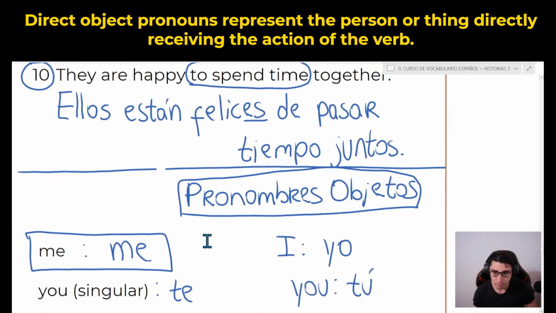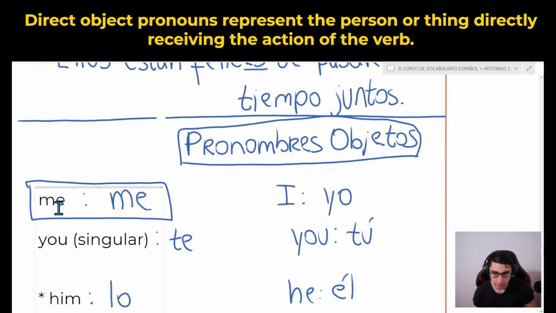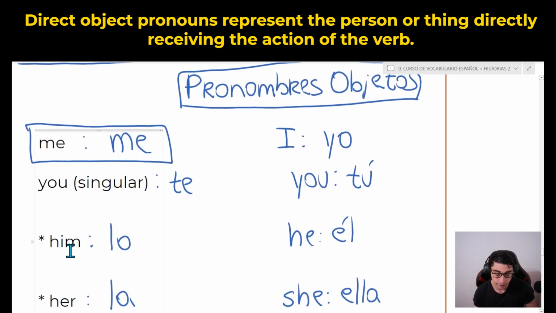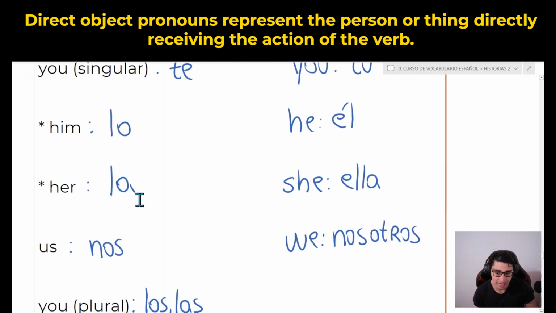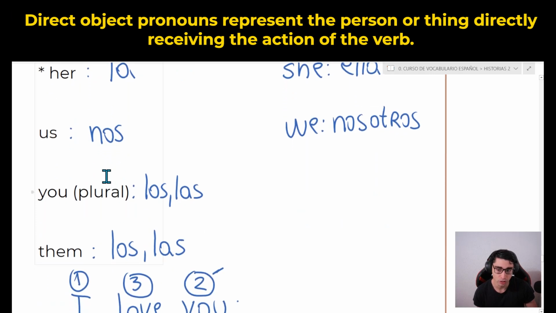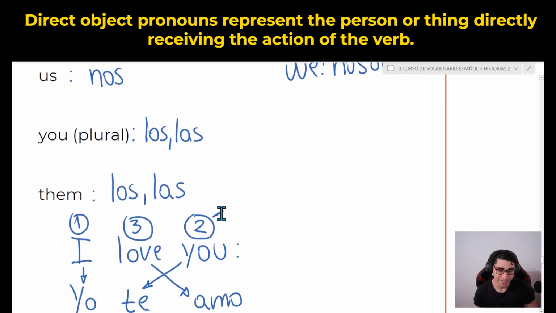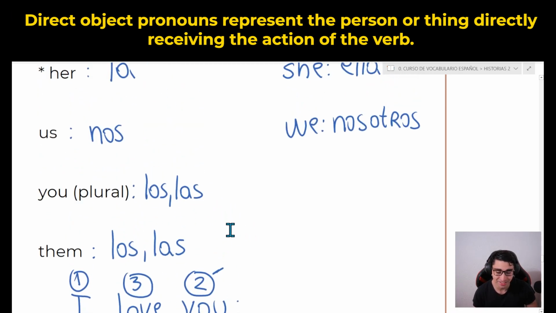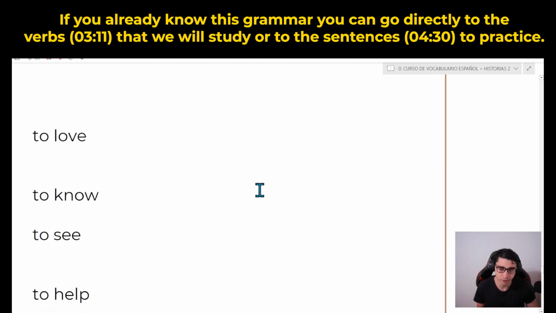So once you memorize this: me, te, for him is going to be lo, for her is la, for us is going to be nos, and you plural is going to be los, las, and them also los, las. You can start with the sentences. Okay, let's start. So here we are going to practice the verbs only, if you want. You can go to the sentences. So this is a verb -ar because es amar. Es un verbo -ar.